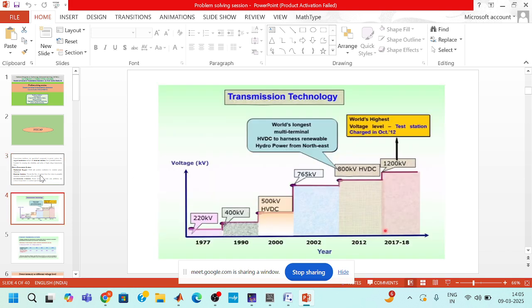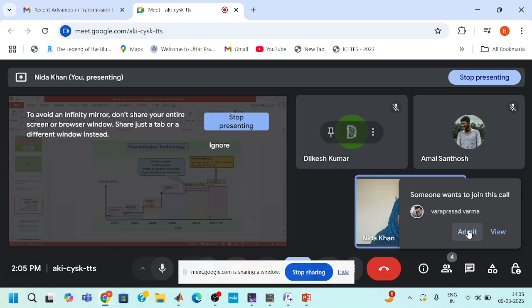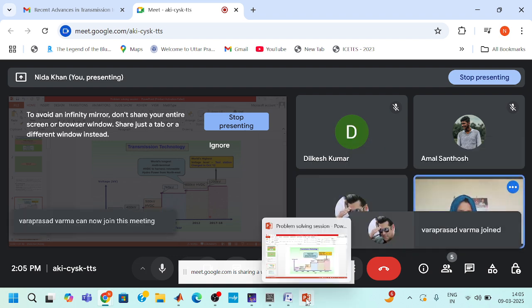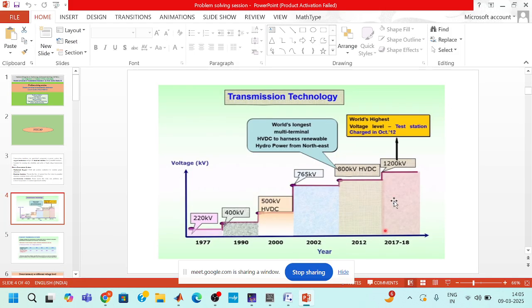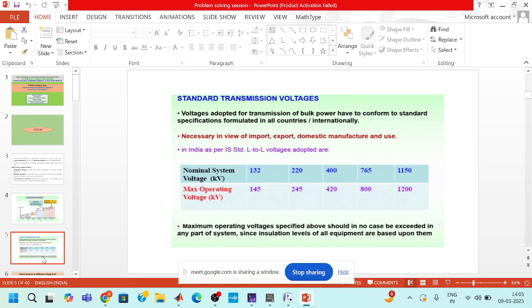Basically, in 1977, when transmission technology was developed, it was 220 kilovolt. But as time passed, it reached the world's longest multi-terminal HVDC, 800 kilovolt, in 2012. So in 2017 to 18, it reached the world's highest voltage level, and the test station was charged in October.